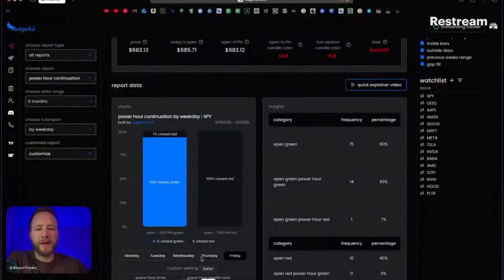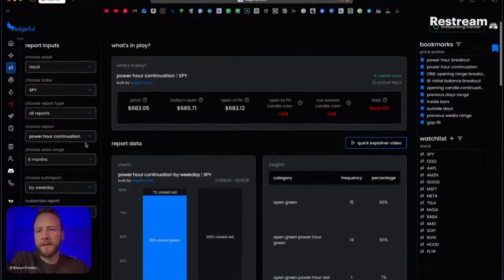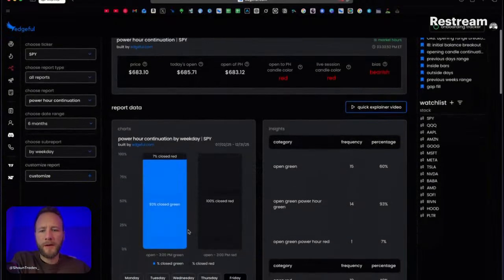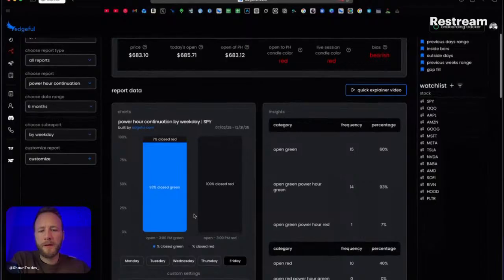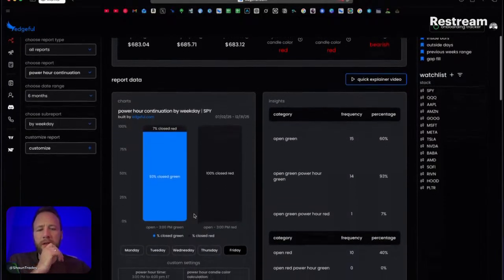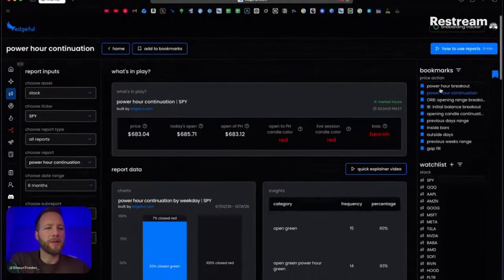But looking back at the data, you can see that obviously 93% closed green if it opens green. It says here 3 p.m. I'm interested to see why it says that. Oh, that's 3 p.m. Yeah. Or have I got myself confused again? Anyway, it doesn't matter. We'll go to the power breakout report.